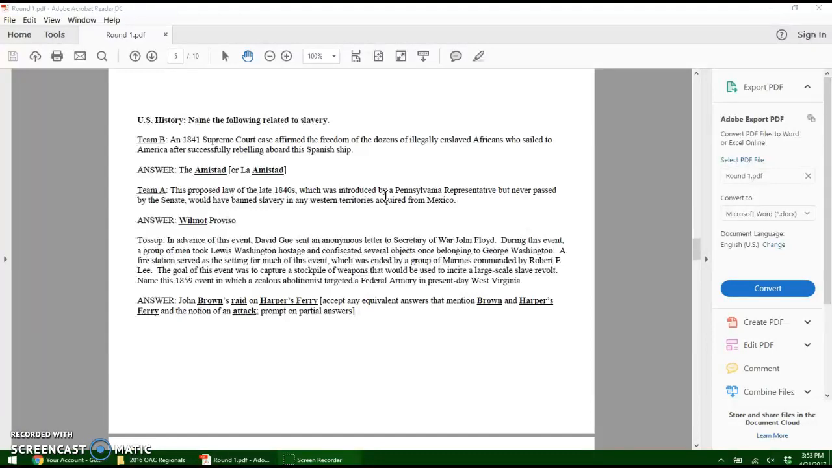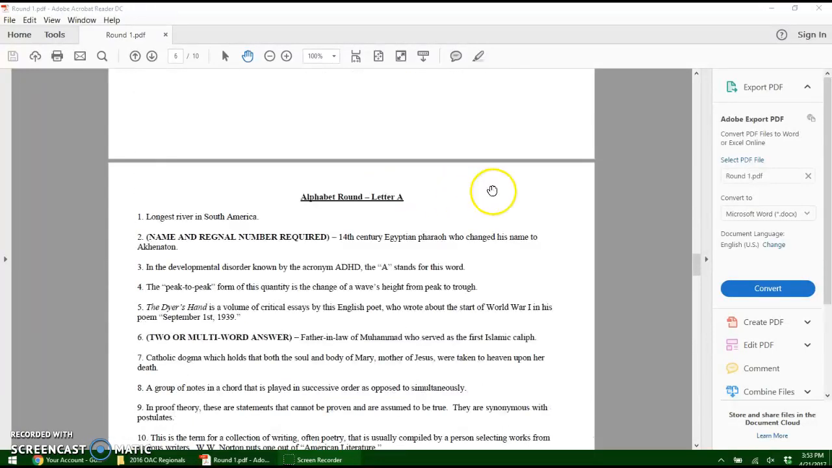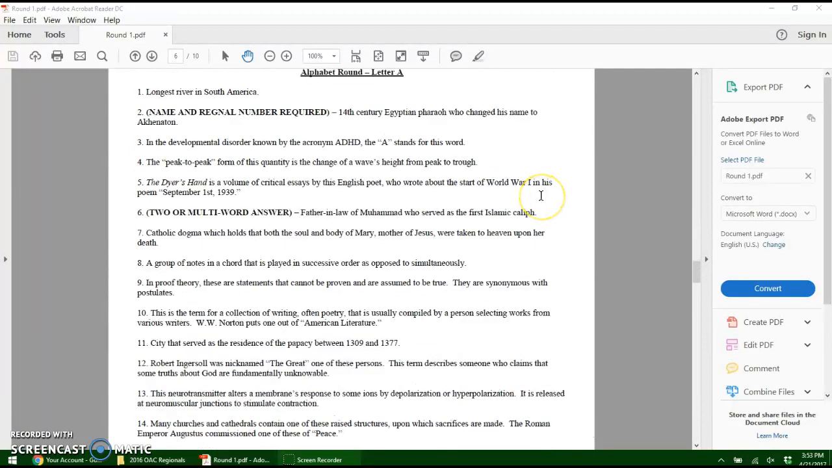Once they have subbed, you are going to distribute 2 alphabet round sheets to each team. So each team should get 2 alphabet round sheets face down, as well as an answer sheet. Teams will have 4 minutes to complete the alphabet round sheet. You'll provide them with what the letter is. So you would say the letter is A for this alphabet round. You have 4 minutes and you may begin.